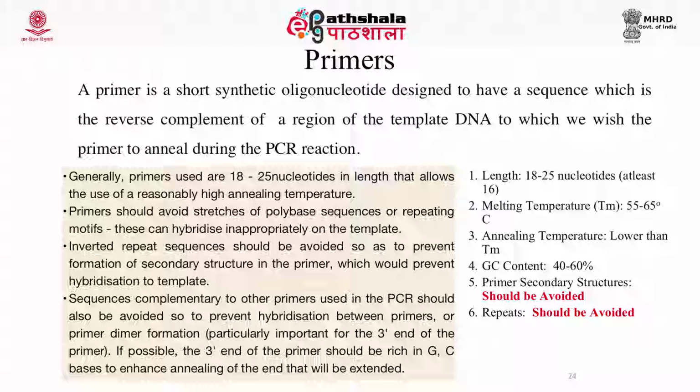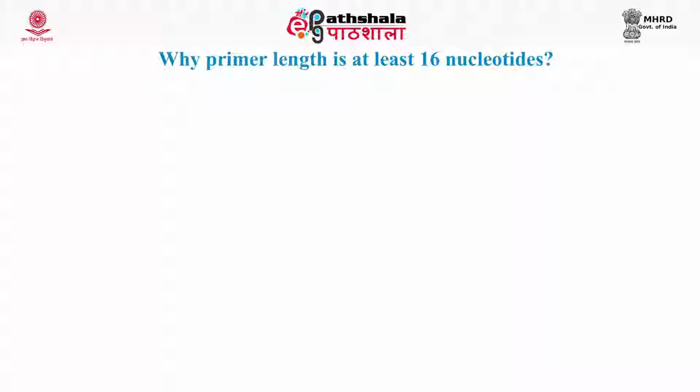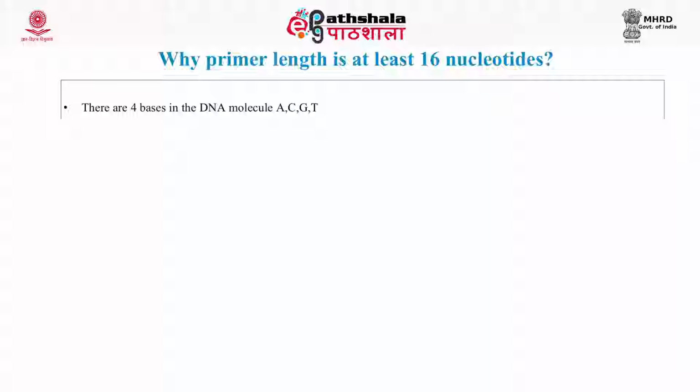If possible, the 3' end of the primer should be rich in G and C bases to enhance annealing of the end that will be extended. Why is a primer length of at least 16 nucleotides important? We know that there are 4 bases in the DNA molecule: adenine, cytosine, guanine and thymine. The probability of encountering any of these bases in the code is 1/4, that is 0.25.